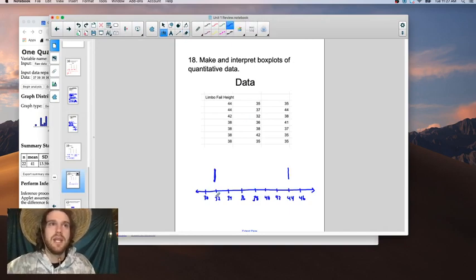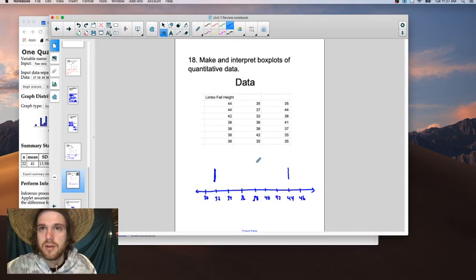All right, and our median, our middle value is 38. So there's our middle value. So you put a vertical line at 38.